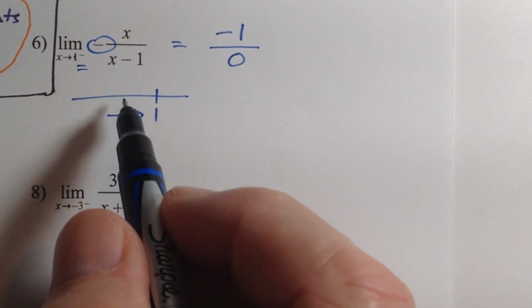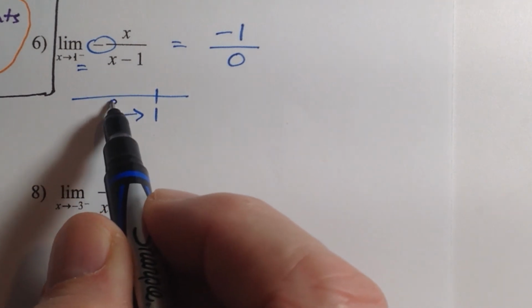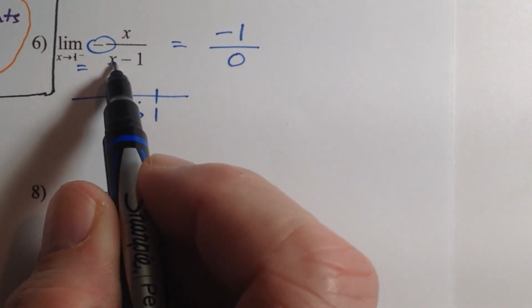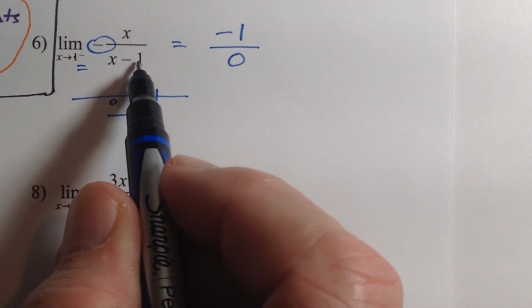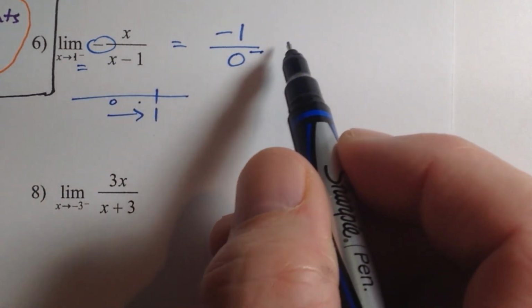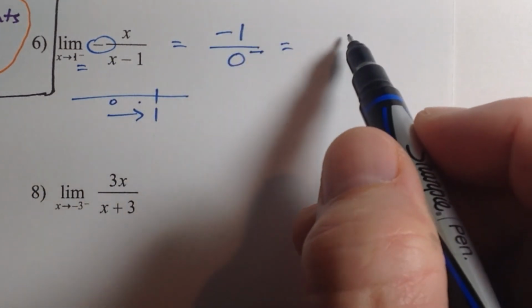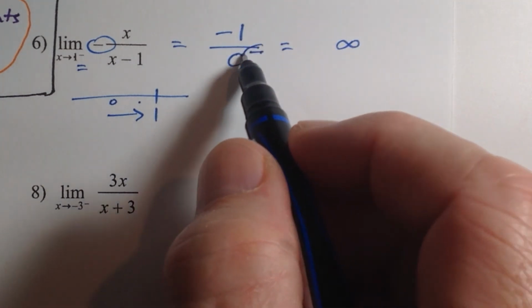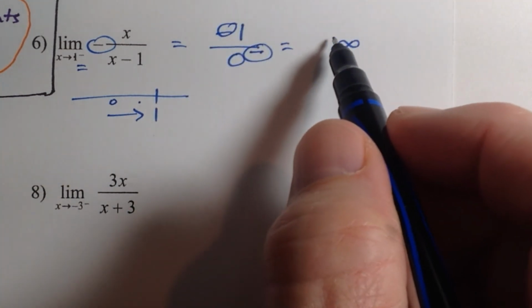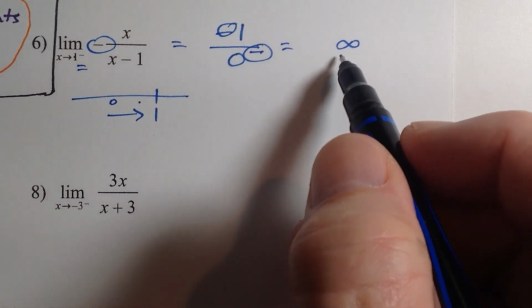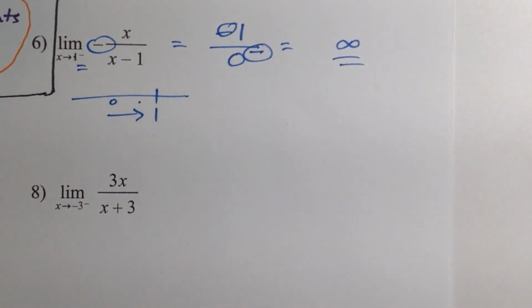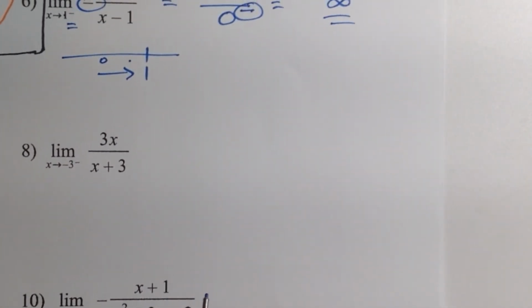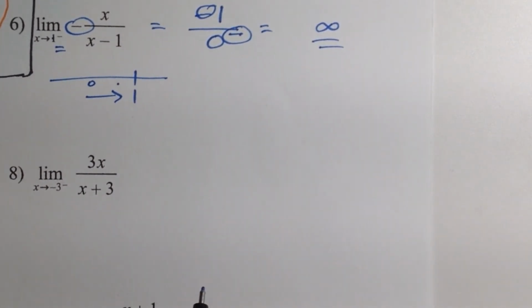If we're approaching 1 from the left, that would be 0.9 minus 1, 0.99 minus 1. That value is going to be negative, and so again, constant over 0, we're going to get some infinity, either positive or negative. Signs are the same, positive infinity. Okay? Very good. And then finally, number 8, maybe I'll leave it right there.